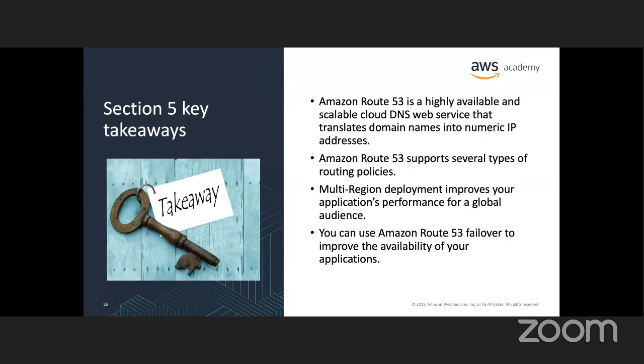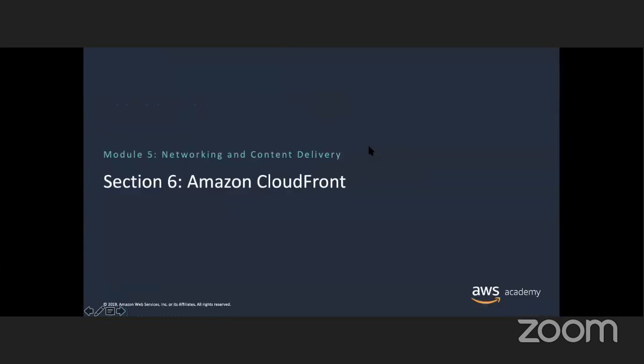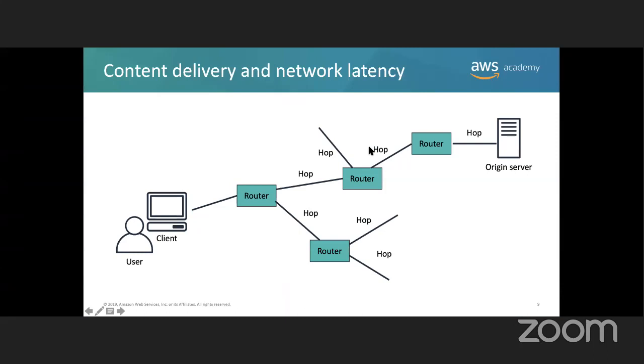Okay. So multi-region deployment improves your application's performance for a global audience. You can use Amazon Route 53 failover to improve the availability of your applications. Okay. Amazon CloudFront, and this is the last guy that we're going to see today.